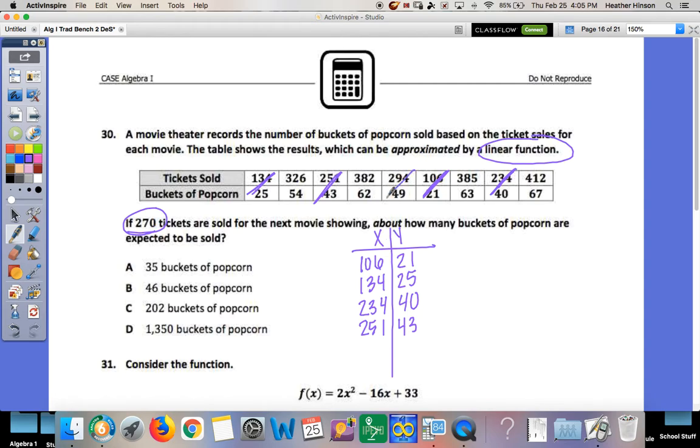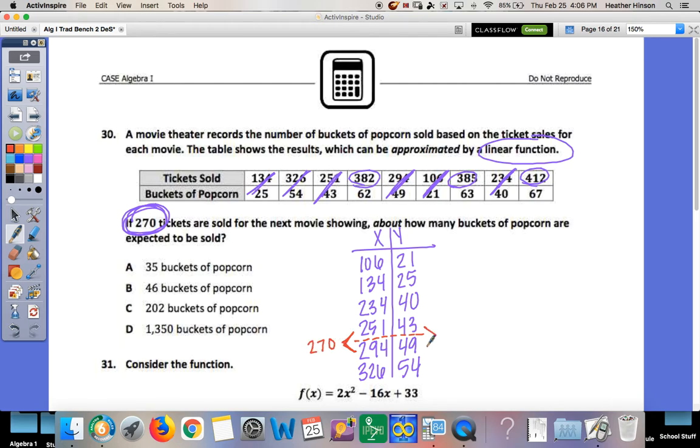Then we got 294.49. And you could keep going. It would be 326.54, and then 382, 385, 412. But all we need is 270. And we've already passed 270. Where would that fall? 270 would be right here between 251 and 294.